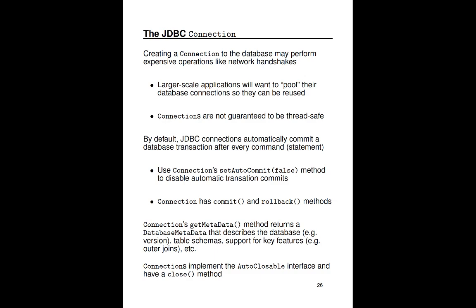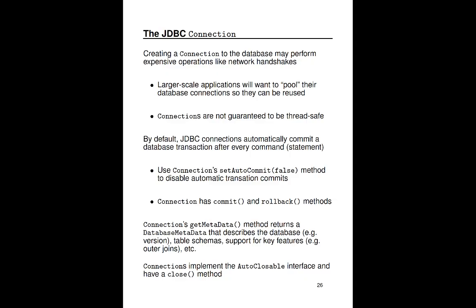Connection also has a method called getMetadata, which will give you a description of the database, the schema of the database, in an object called database metadata. So that's where you can find out about the tables. You can figure out what kinds of keys it supports. Does it support outer joins, stuff like that.